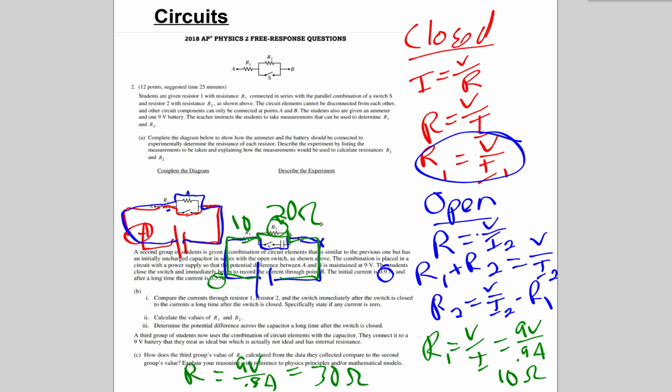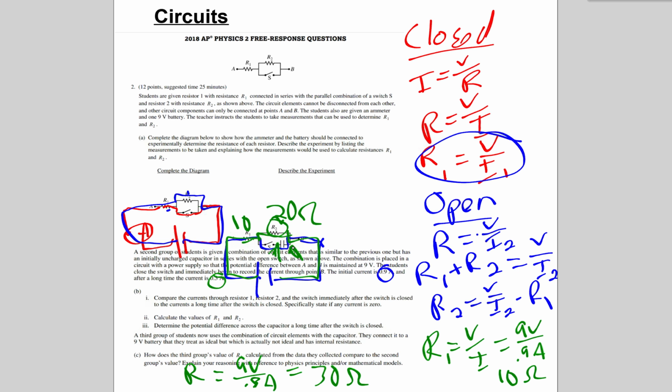Determine the potential difference across the capacitor a long time after the switch is closed. All right, so after the switch has been closed a long time, the potential difference or voltage across the capacitor is going to be the same as the voltage across R2. Because if I connected my voltmeter here and here, that's the same as the equivalent spots on R2, right? That capacitor is in parallel to R2, so they share that. So we just need to find the voltage on R2 after it's been closed a long time.